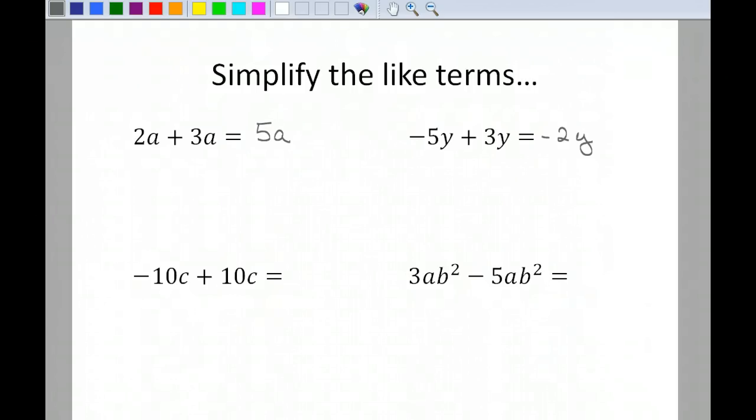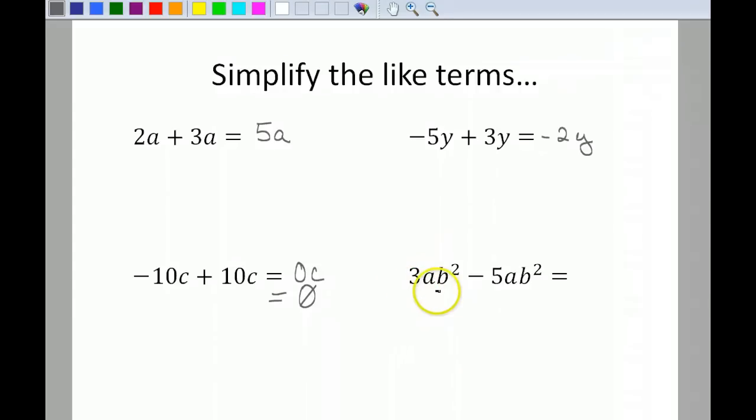Okay, let's look at the next one. I have negative 10c plus 10c. Okay, same variable raised to the same power. Now let's look at my coefficients. Negative 10, positive 10. What's negative 10 plus positive 10? 0. So I have 0c, but something just looks funny about that. What is 0 times any number? Oh, so this is really just 0. So negative 10c plus 10c gives me 0.